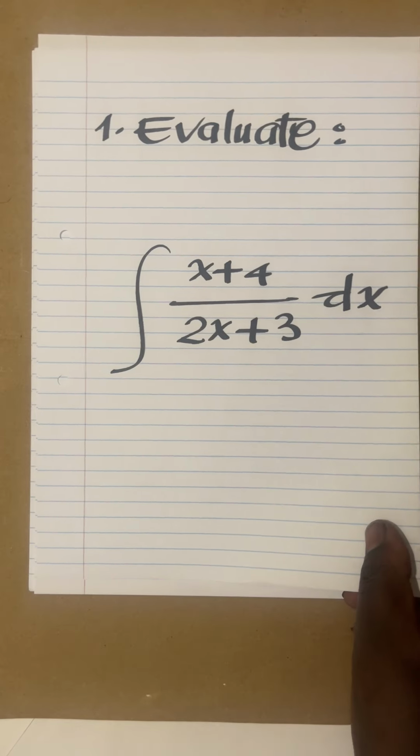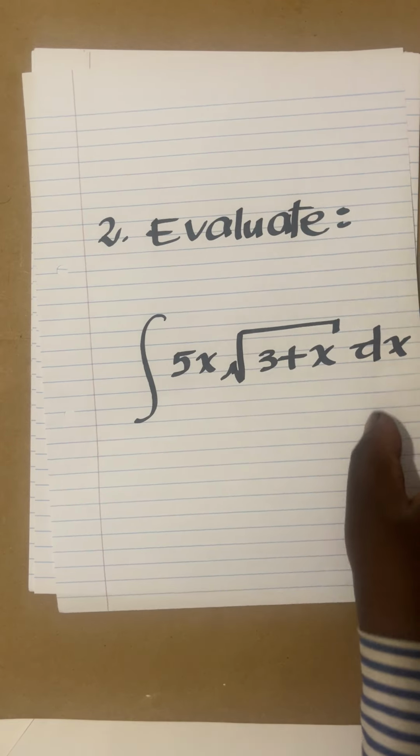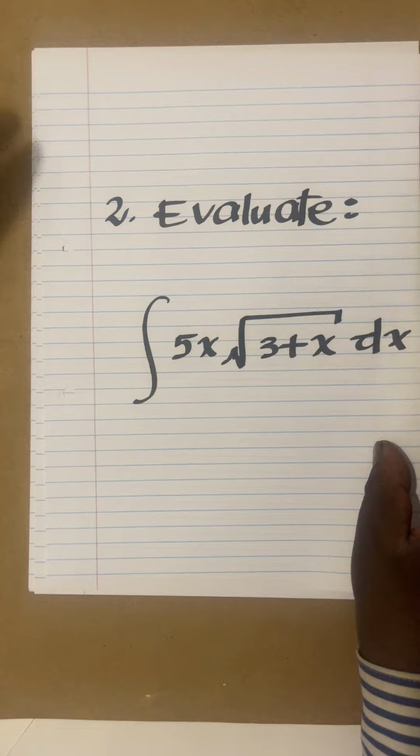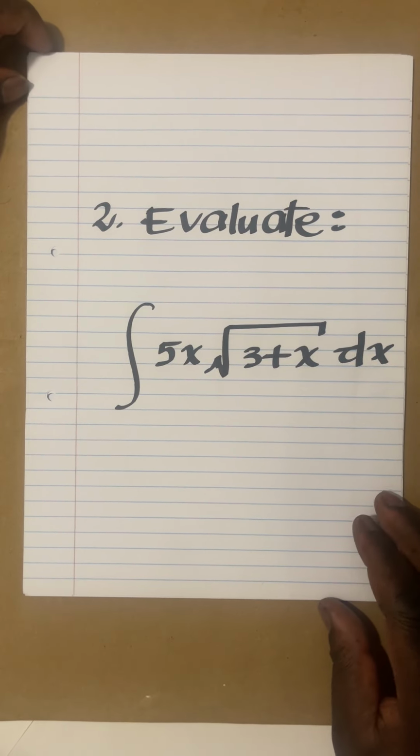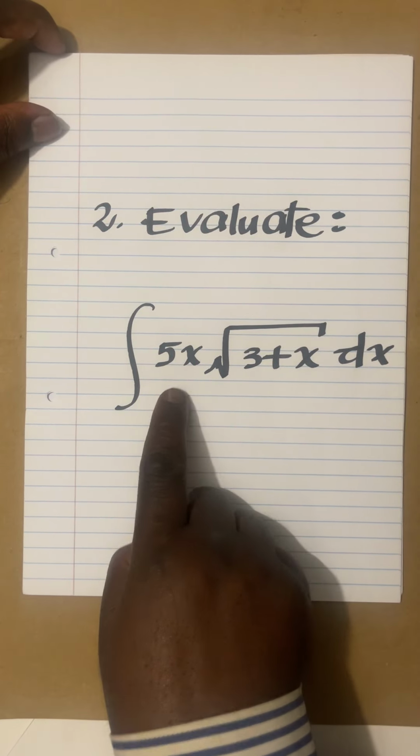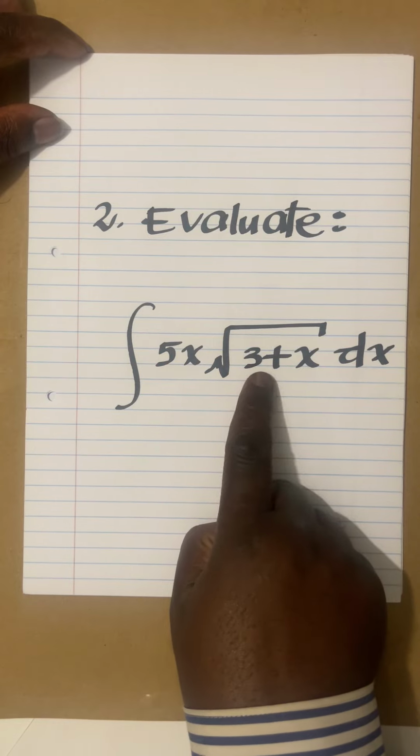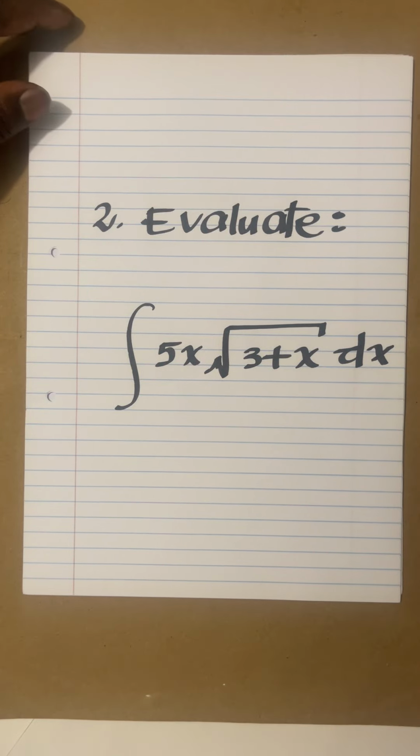Let's move on. So we're done with this integral here. This was our first integral. Now we're moving on to our second integral. Our second integral, again, a little bit more involving, is this one here. Very tricky, obviously. We're supposed to evaluate the integral of 5x square root of 3 plus x dx.